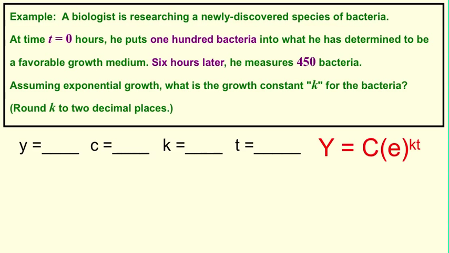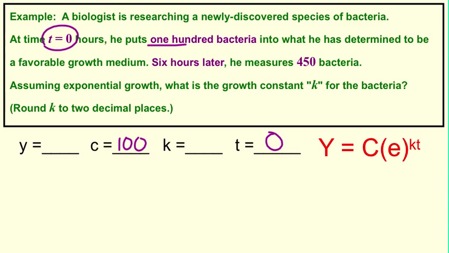All right, here's our example. A biologist is researching a newly discovered species of bacteria. At time of 0, he puts in 100 bacteria into what he has determined to be a favorable medium. So kind of highlighted in these colors is information. So time is 0, 0 hours. He puts in 100 bacteria. So that's our initial 100 bacteria.